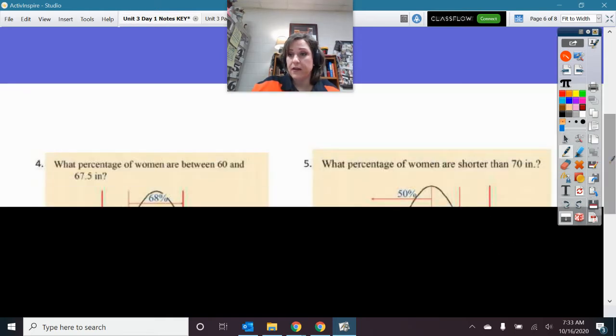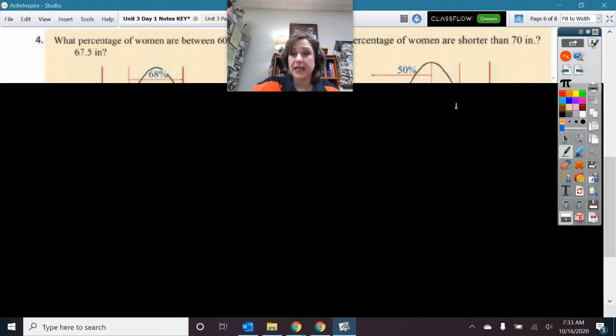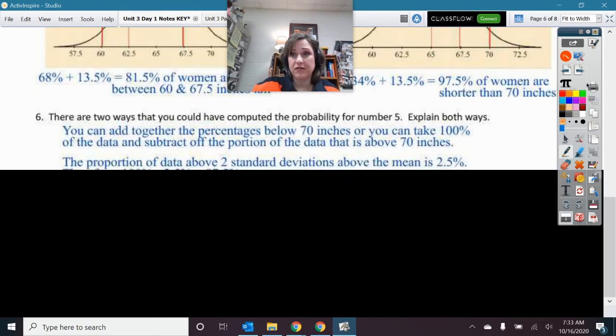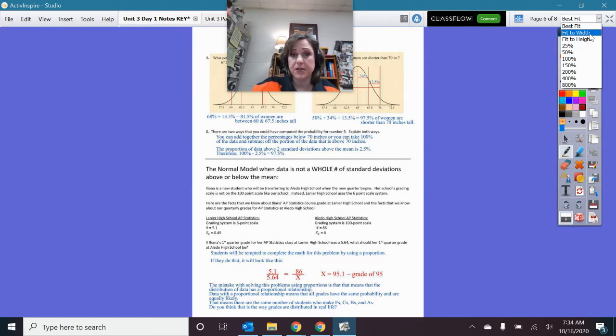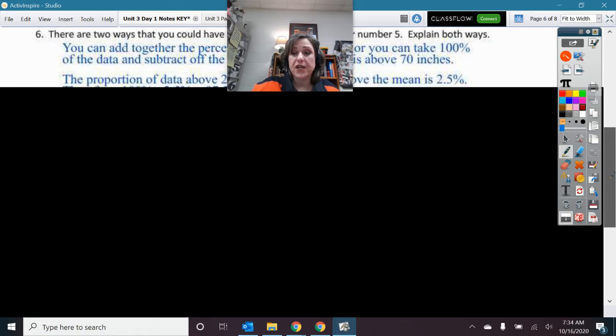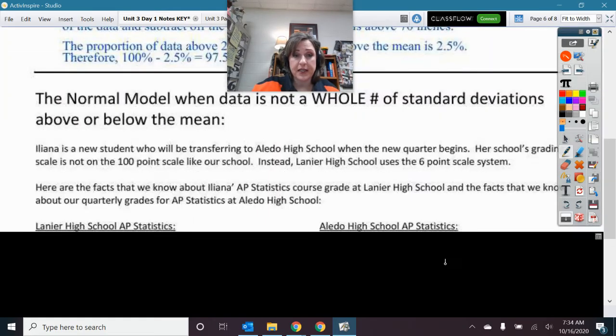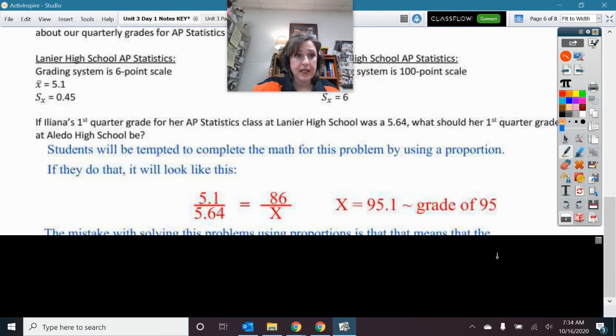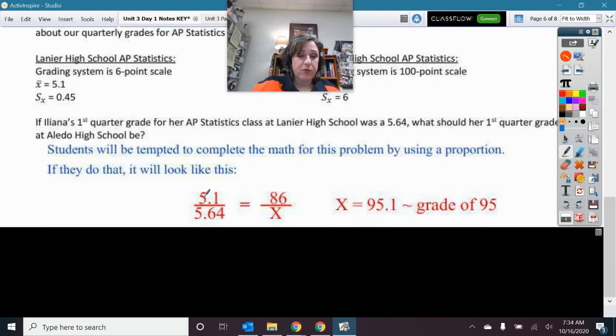All right, so what we find is you probably set up some kind of proportion. That's what you've been taught forever and ever. You've been dealing with proportionate relationships for a very long time. So probably what you set up is something like this. 5.1 is the mean, and then she got a 5.68. At our school, 86 is the mean. So what does she get at our school? And that would give her a grade of 95.